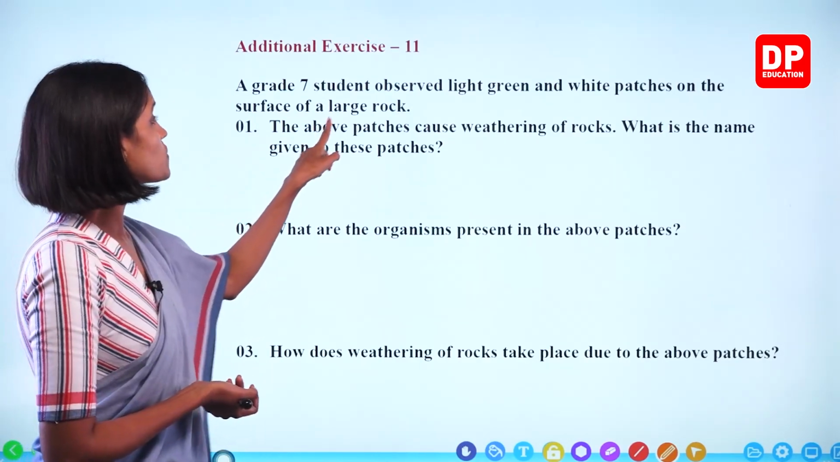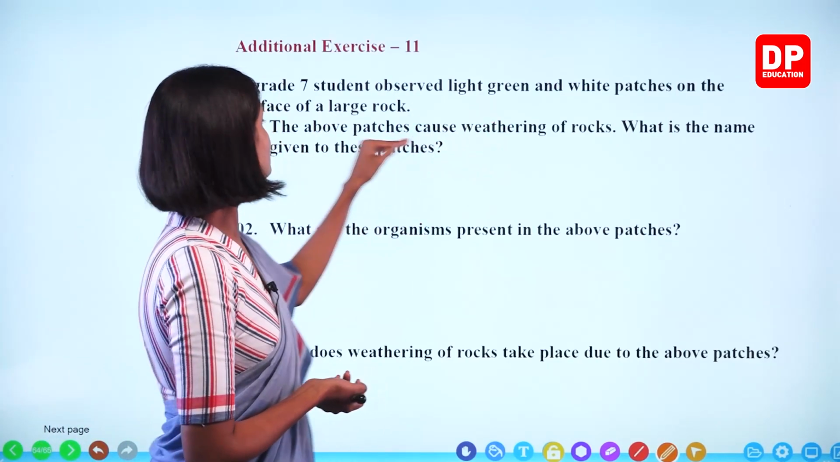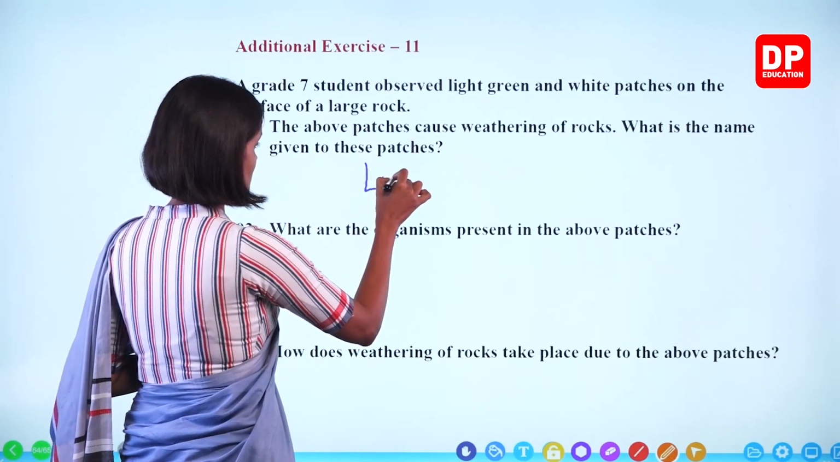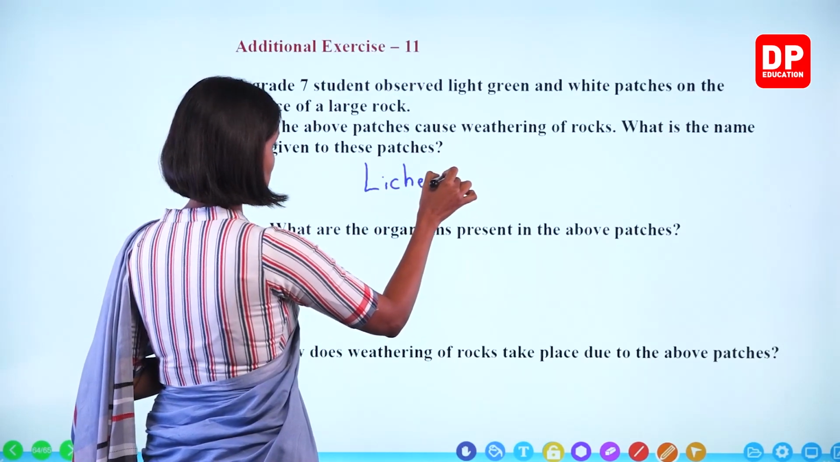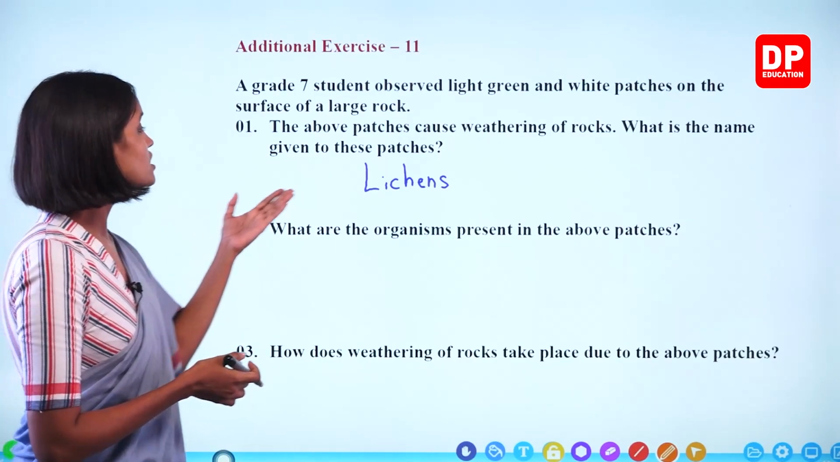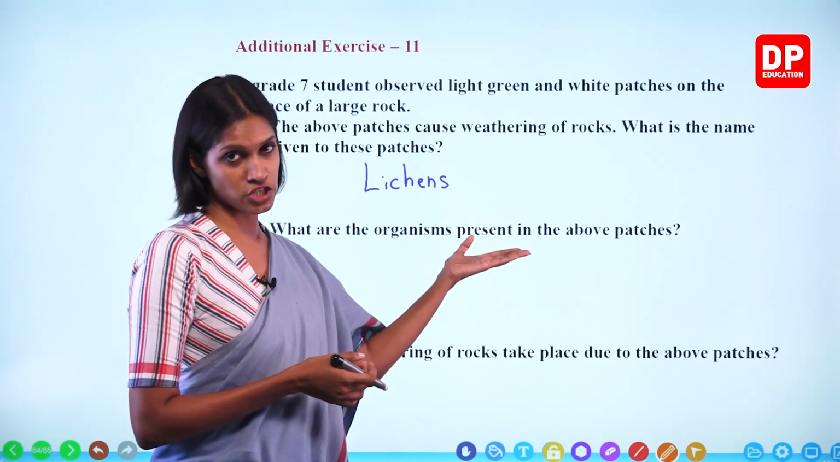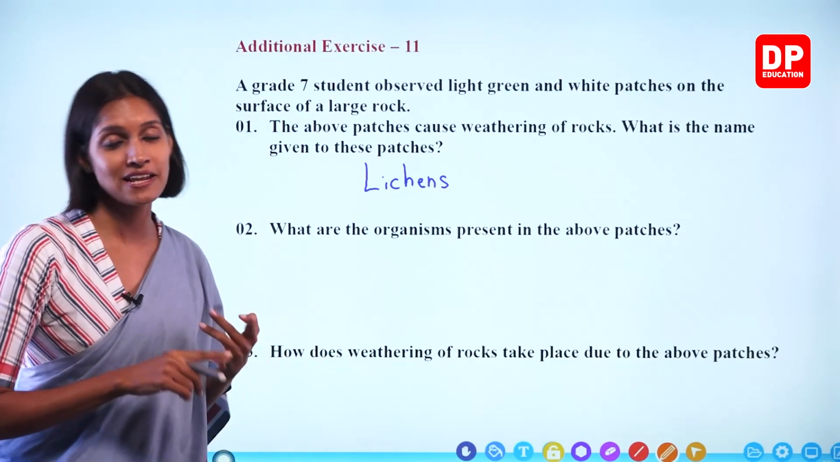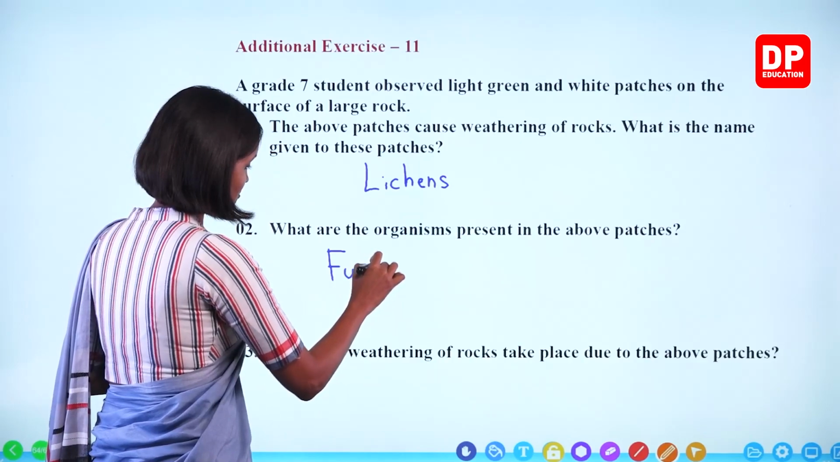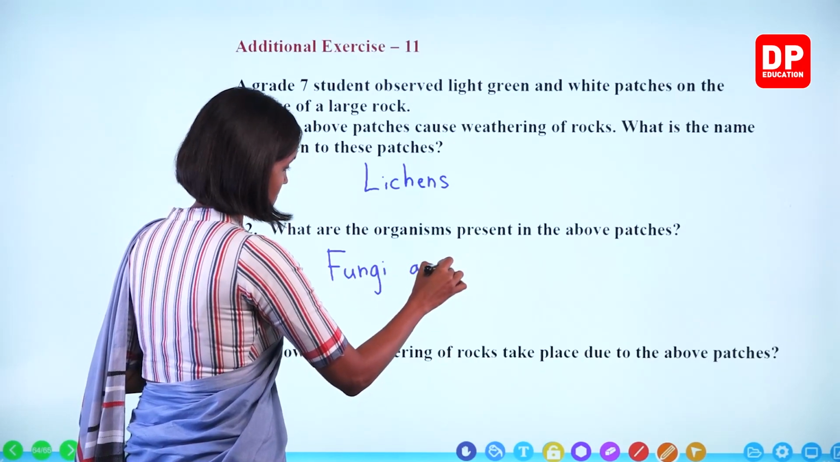The above patches cause weathering of rocks. What is the name given to these patches? Lichens. So even though they look like a patch, now we know that living beings are there. What are the organisms present in the above patches? Fungi and algae, right?